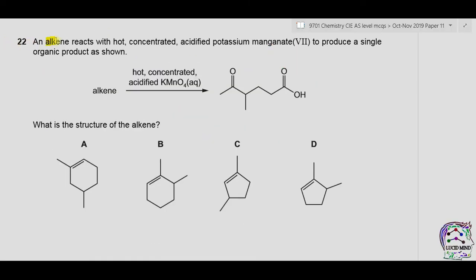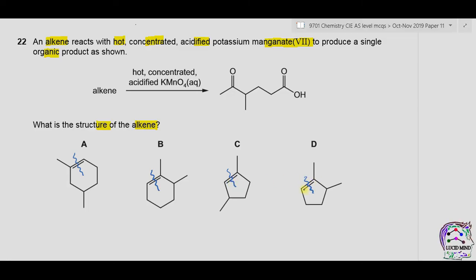Question 22. An alkene reacts with hot concentrated acidified potassium manganate 7 to produce a single organic product as shown. This is the product that is formed. What is the structure of the alkene? Now we know that hot concentrated acidified KMnO4 can break the double bond in alkene to give the product.